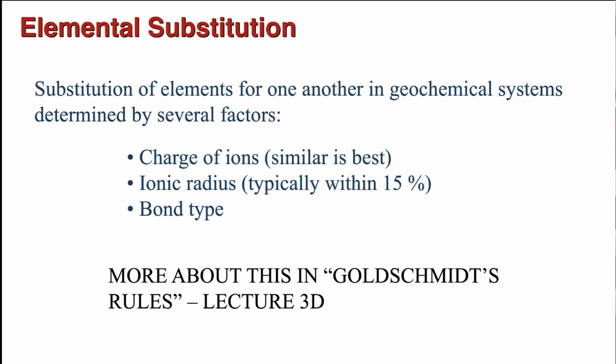Okay, and we're going to talk more about this next week when Bob talks about Goldschmidt's rules, the substitution of elements for one another in geochemical systems. So, for example, take a mineral like pyrite. So pyrite's got 2+ iron in it, and so things like nickel with 2+ can substitute into the pyrite structure because the charge of the ions is the same, they have a similar ionic radius, and they form a similar bond type.